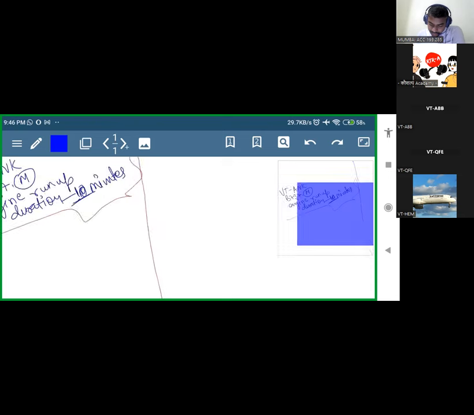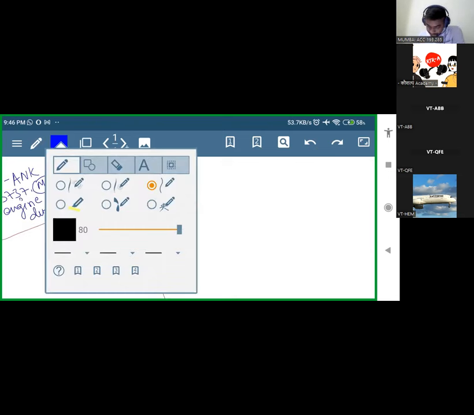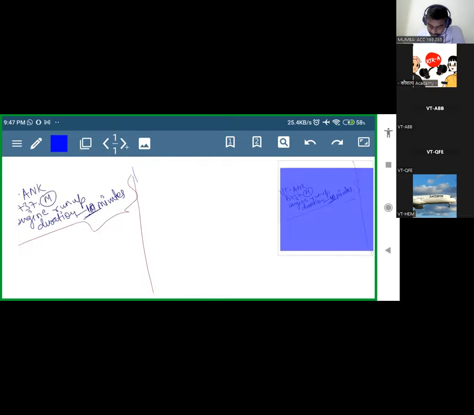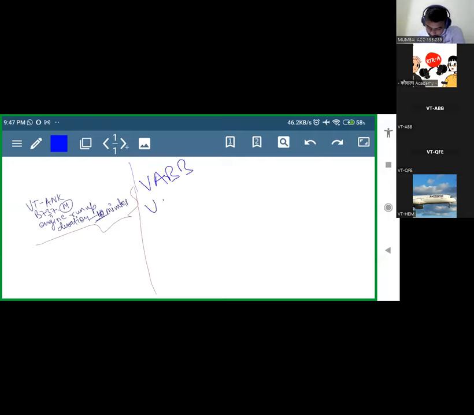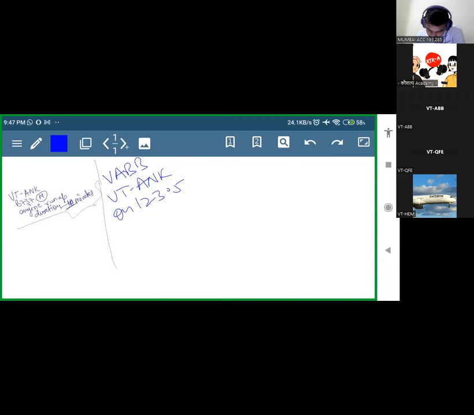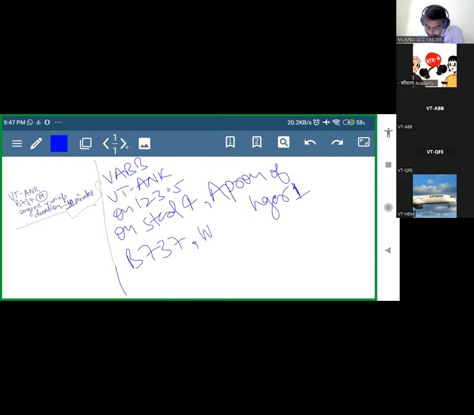Mumbai Ground, Victor Tango Alpha November Kilo on 1, 2, 3 decimal 5, on stand 4, in front of hangar 1. Yes, go ahead. 737, wake medium, request engine run up, duration 10 minutes.